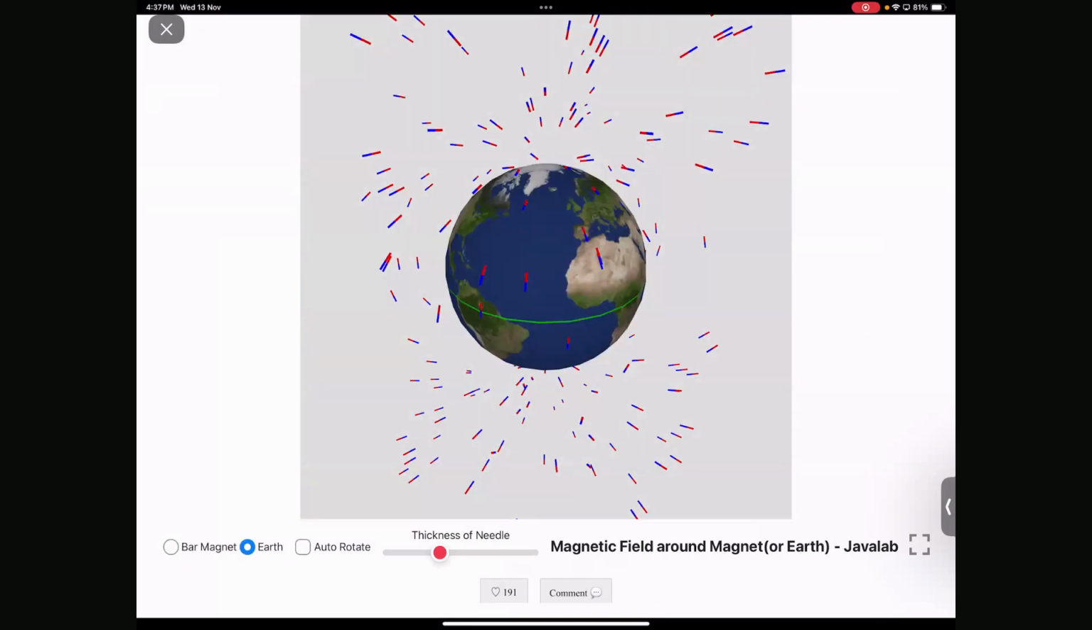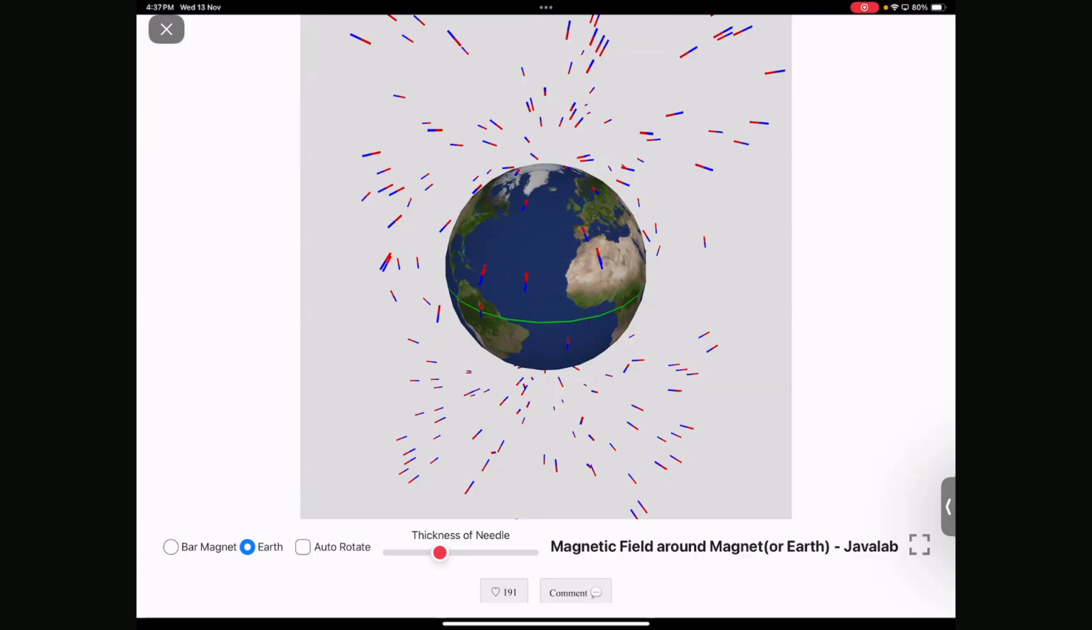But surprisingly, there's no magnet inside the Earth. So there was a belief that there is a magnet inside the Earth. There's no magnet inside the Earth. In fact, there's no magnetic material inside the Earth. There's an iron core, but that's not actually creating the magnetism. So the origin of magnetism inside the Earth is a little mysterious.